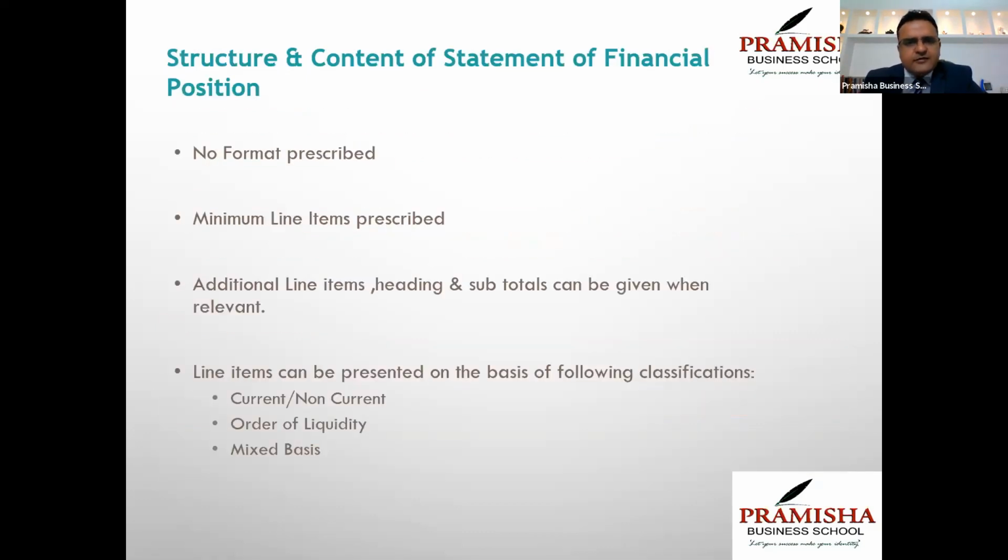The structure is that IFRS doesn't prescribe any structure. There is no format, but they give minimum line items to be included as part of the balance sheet and income statement. Minimum line items are prescribed by them. Additional headings and subtotals should be used. And if they're using some additional headings and subtotals, then they'll have to use them consistently year on year, not only in the current year balance sheet, but also in the previous year and comparative balance sheet, whichever balance sheets they're presenting, it should be consistently followed.